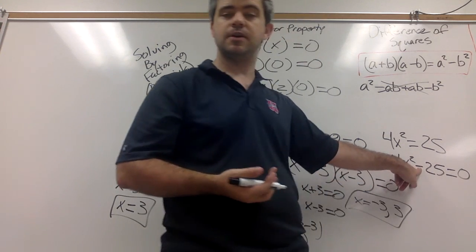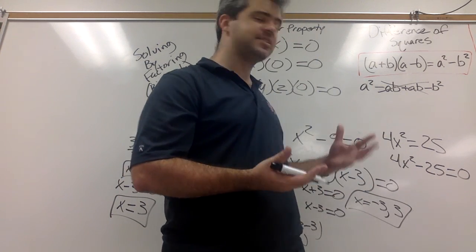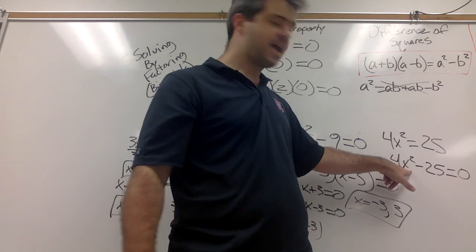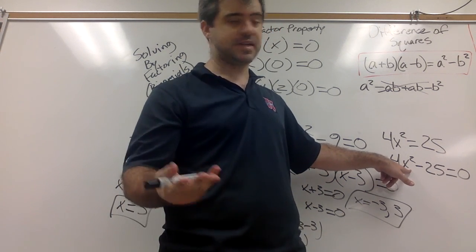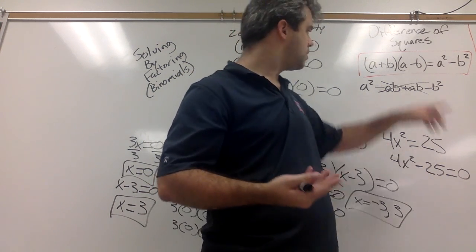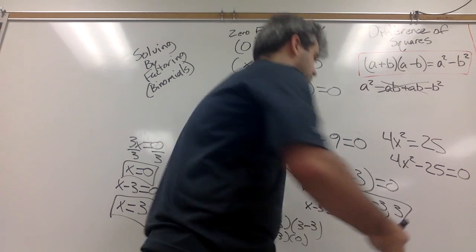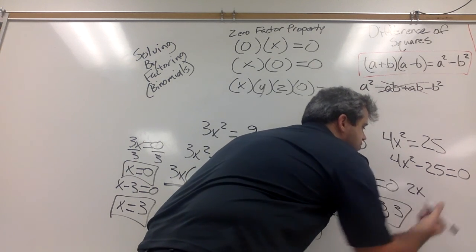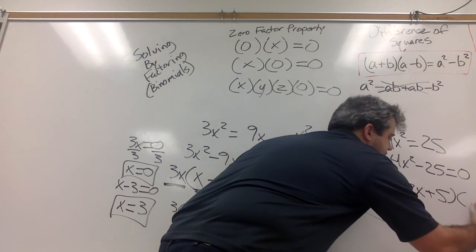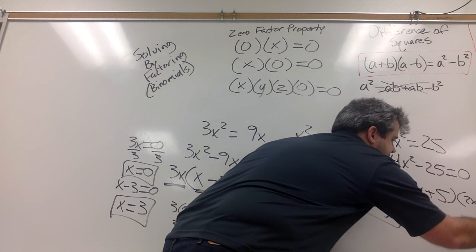Is it a difference? Yes, it's subtraction. Is it a perfect square? 4 is a perfect square, 2 times 2. X squared is a perfect square, x times x. 25 is a perfect square, 5 times 5. So we use this pattern up here. The square root here is 2x. The other square root is 5. 2x plus 5, 2x minus 5.